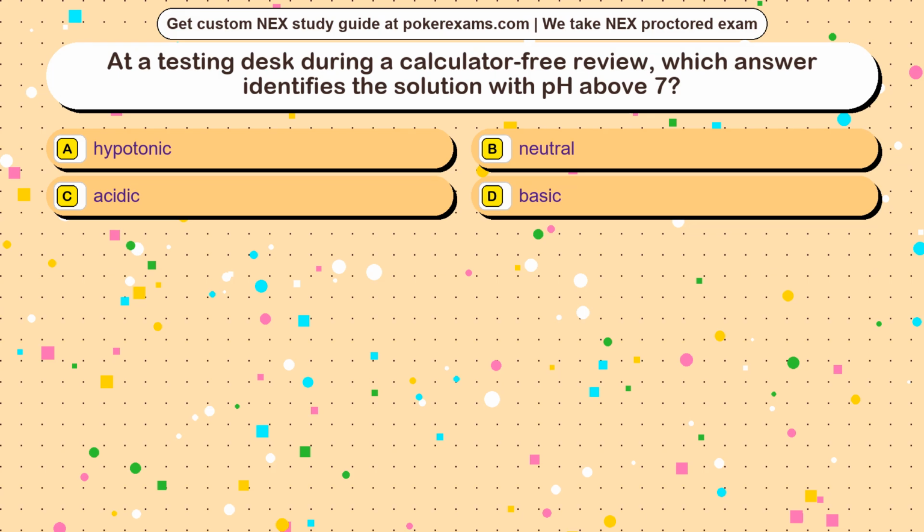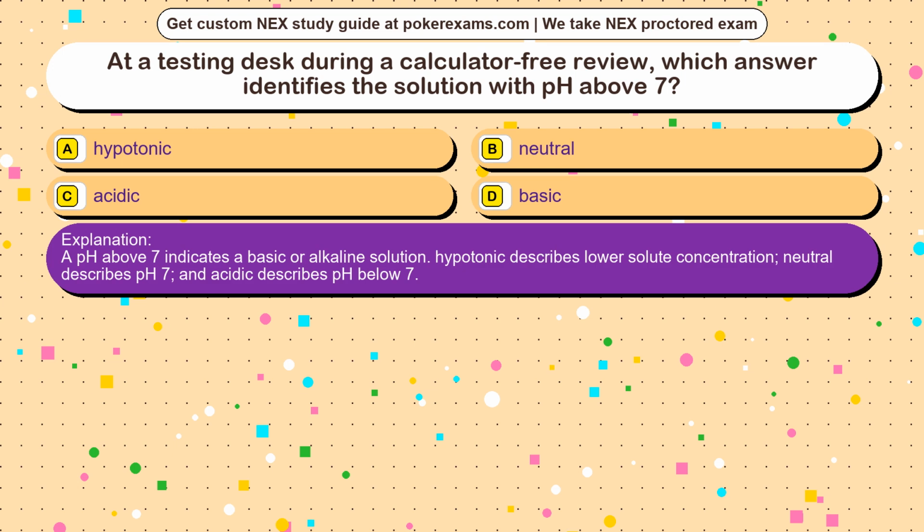The correct answer is option. A pH above 7 indicates a basic or alkaline solution. Hypotonic describes lower solute concentration, neutral describes pH 7, and acidic describes pH below 7.